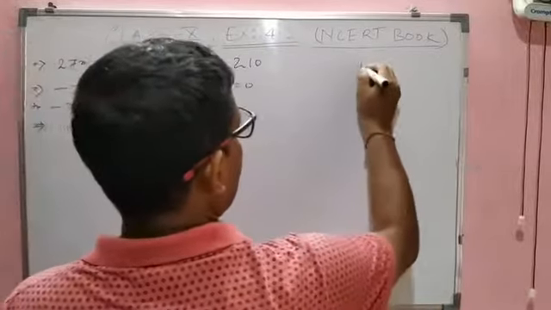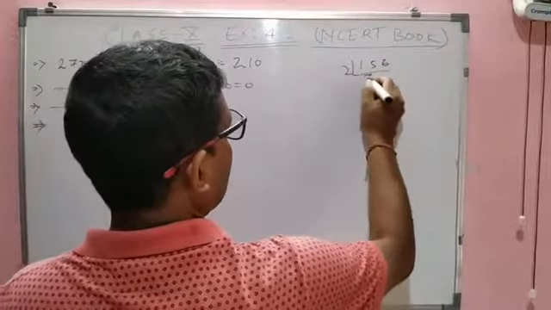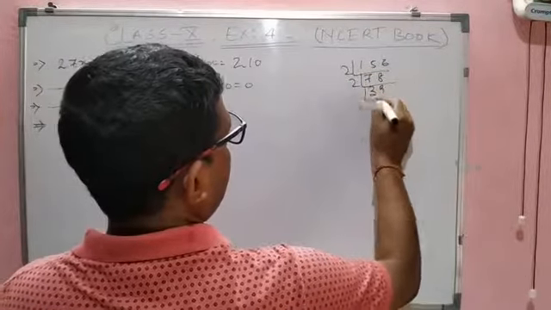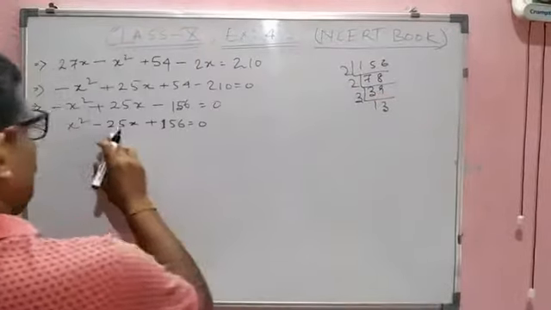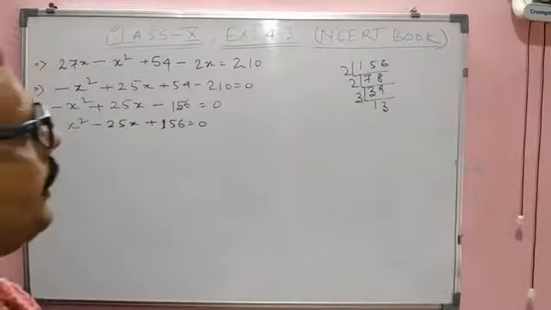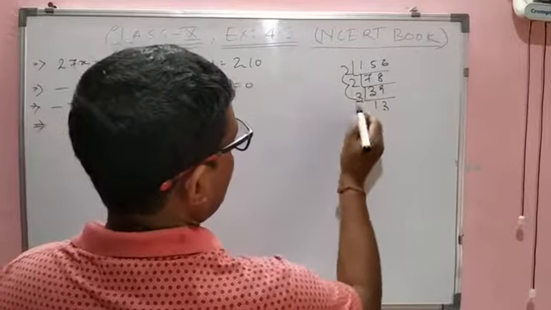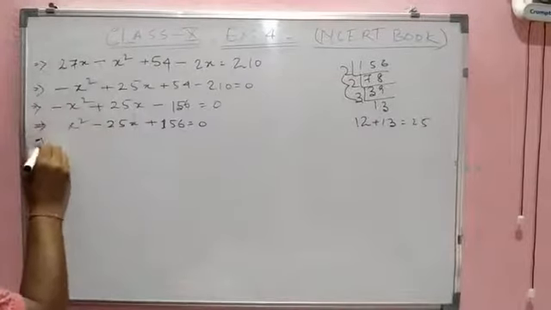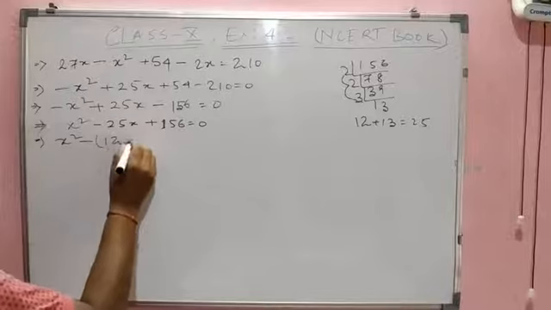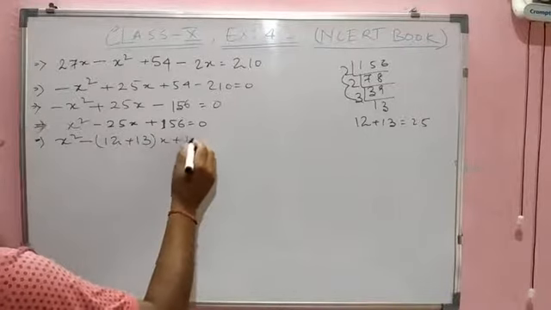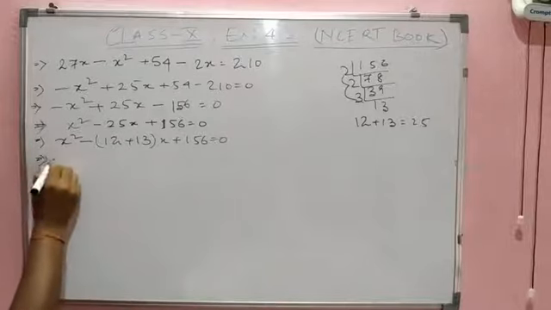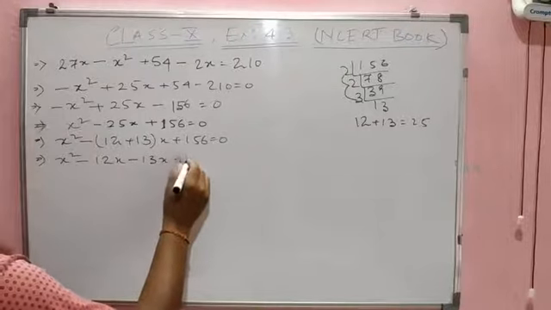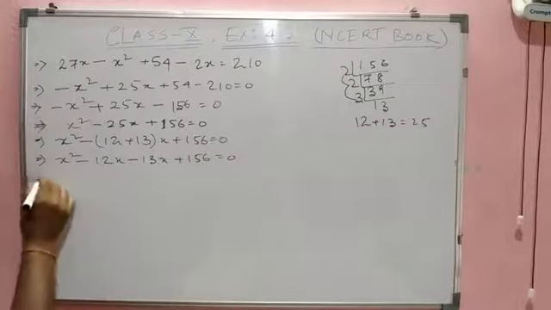Now do the middle term factorization. 156, I can write 2 into 78, 2 into 39, 3 into 13. We need to find 25. How to get 25? 2 2s are 4, 4 3s are 12. 12 plus 13 equal to 25. So we can write this as x square minus 12x minus 13x plus 156 equal to 0.